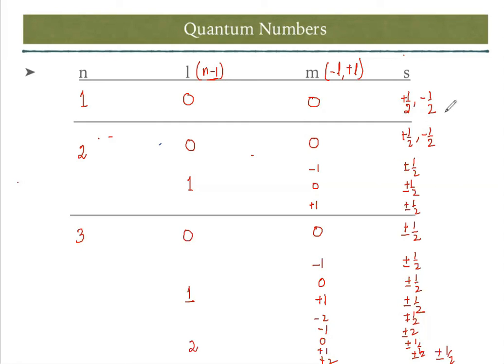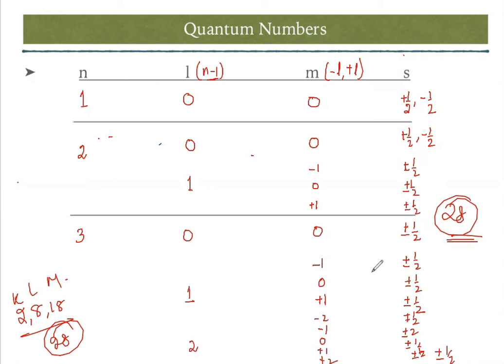So each plus half and minus half represents an electron. So what is the total number of electrons? If you calculate, the total number of electrons is 28. As we know, the basic formula from our lower class is 2, 8, 18. So this is K, L, M. If you add it, how much do you get? 28. Okay, so that matches with 28.